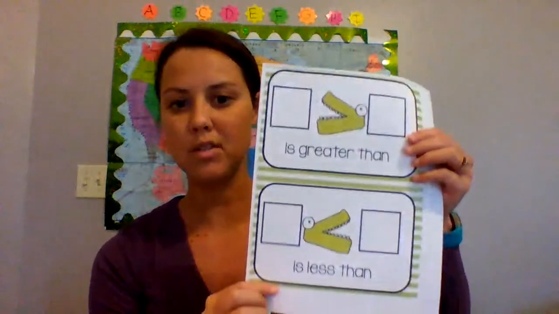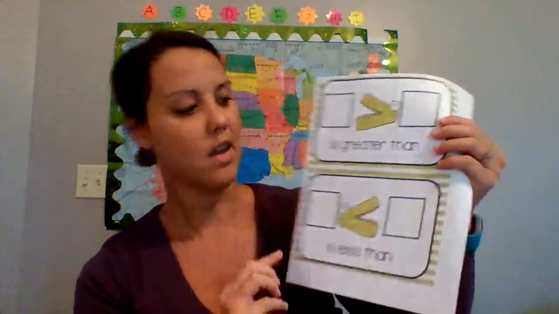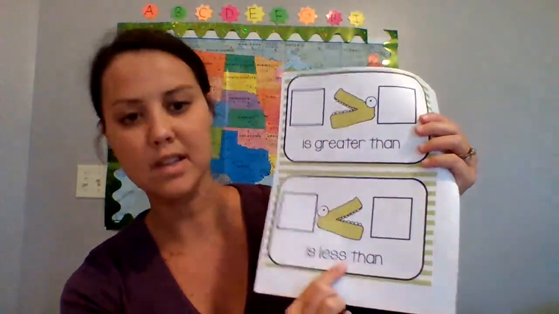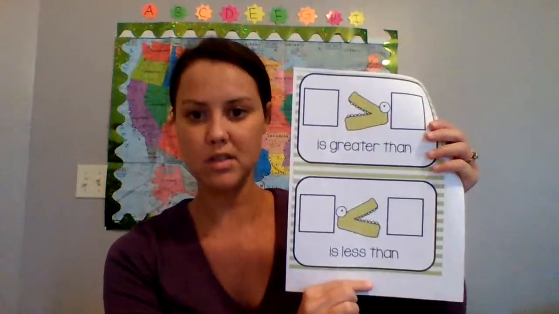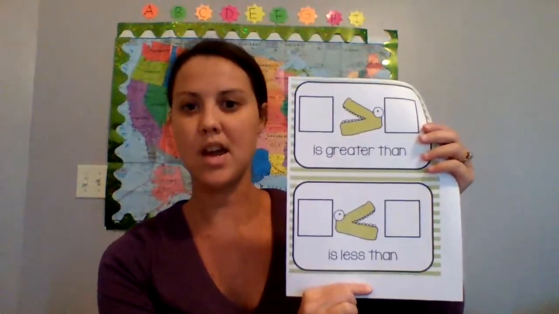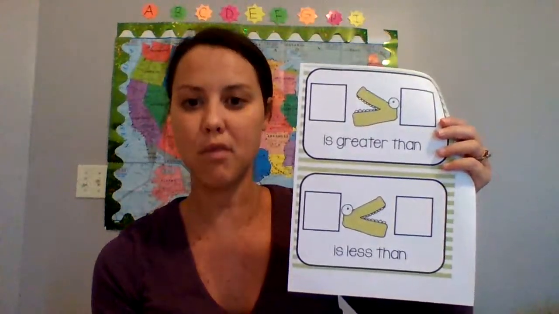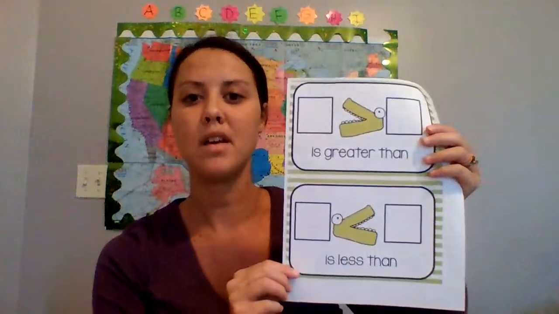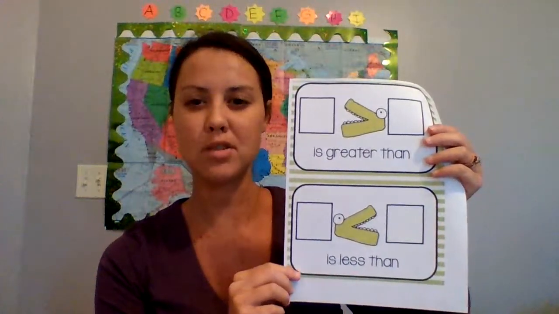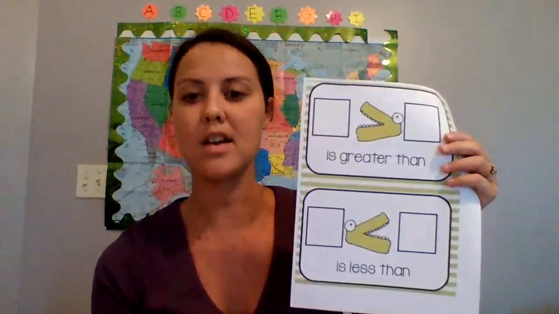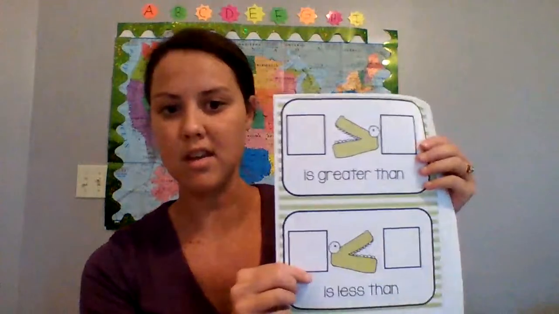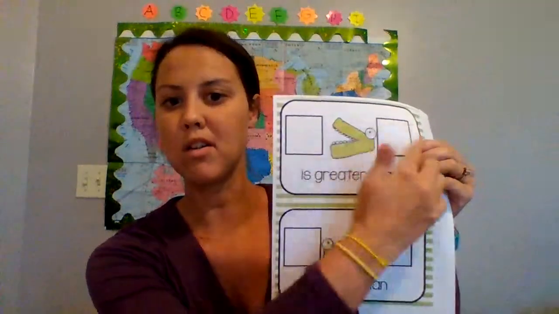So after the anticipatory set is done, I will give him this work mat, like I showed you before, and it says is greater than and is less than. So what the child will need to do is use number tiles, which will be cut out for him ahead of time. And then I will ask him to pull out 2 numbers that he recognizes that are less than 20, and then we'll start with the is greater than, and he'll have to put them in the correct spot.